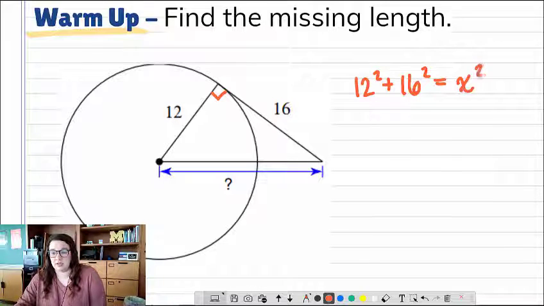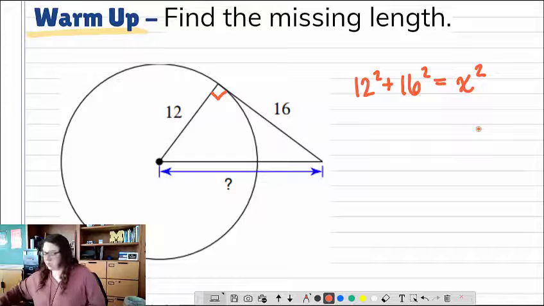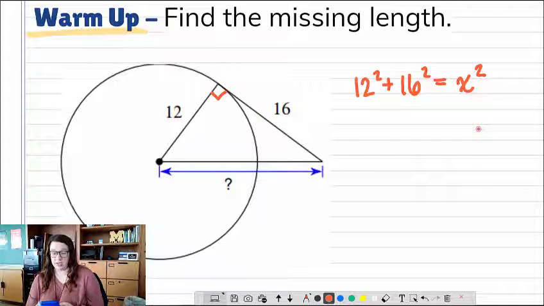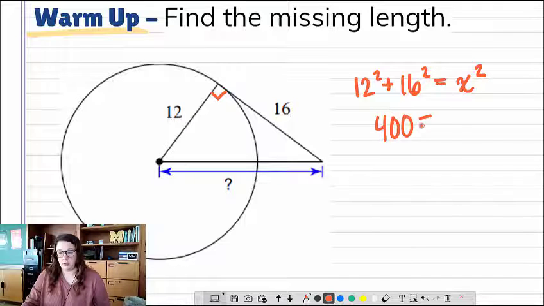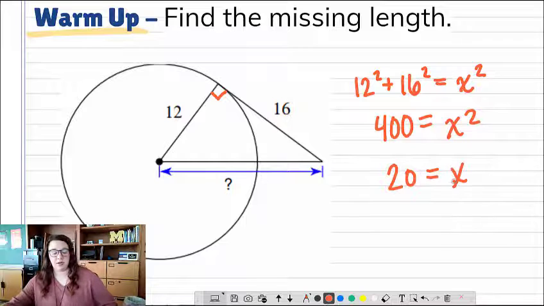I'm going to use my calculator for that. We've got 12 squared plus 16 squared is 400, and the square root of 400 is 20. So x equals 20. No problem.